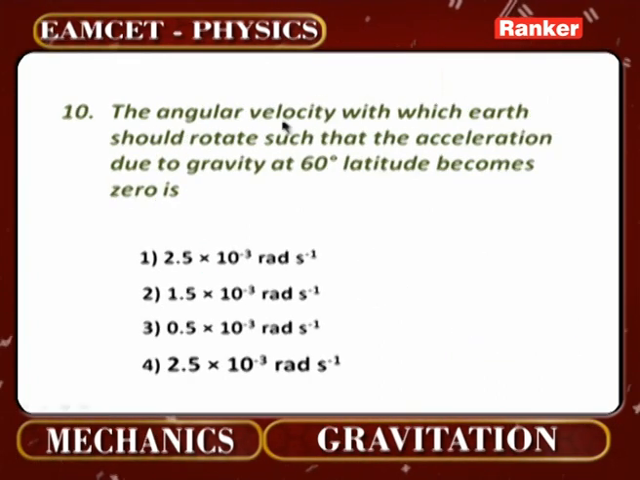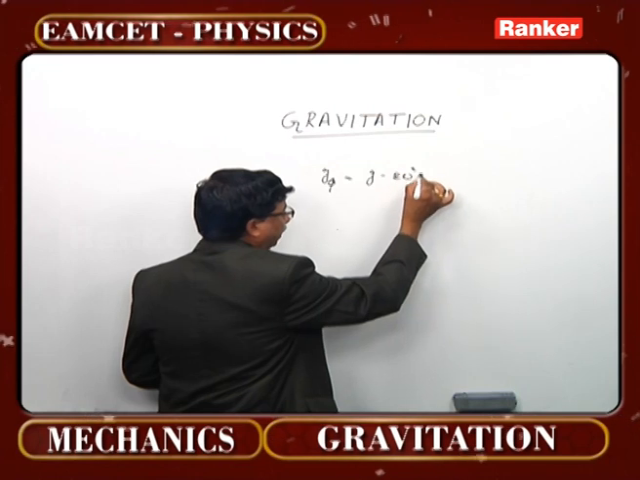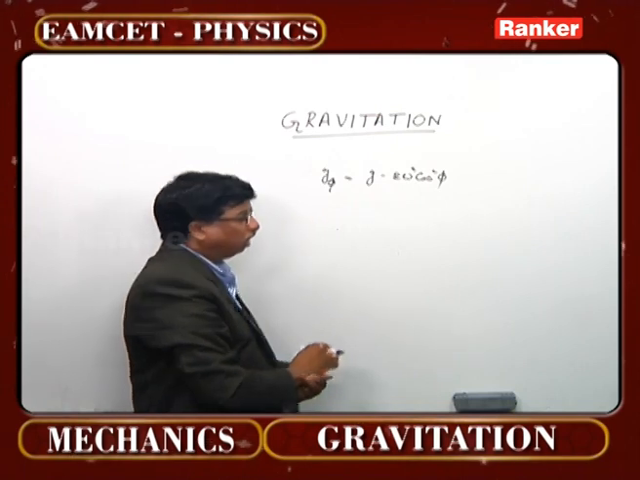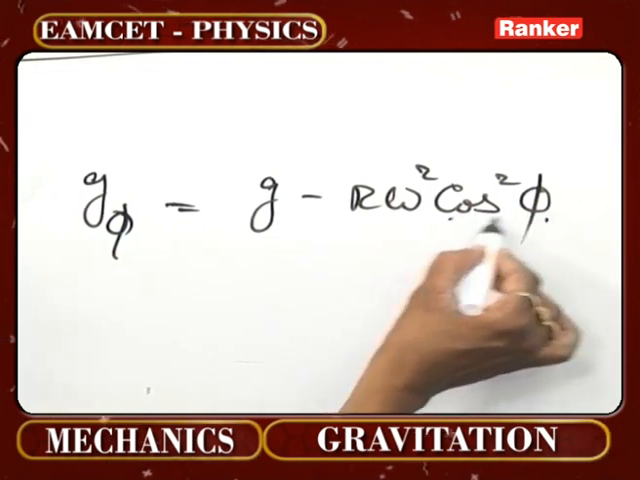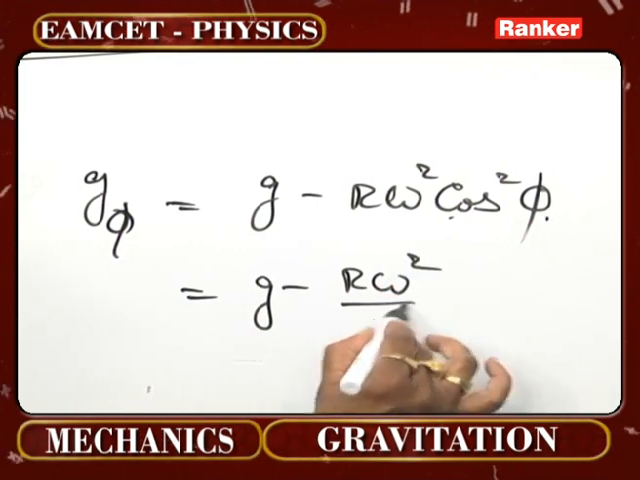The angular velocity with which Earth should rotate such that the acceleration due to gravity at 60 degrees latitude becomes 0. That is the concept. Of course, we all know what is the influence of latitude on the value of g. g at a latitude phi is equal to g minus R omega square cos square phi. That is the formula officially we all should remember. Now in this particular case, phi is given 60 degrees and at the same time cos square phi now becomes 1/4. So it is now g minus R omega square by 4.